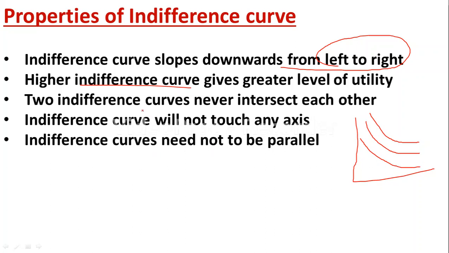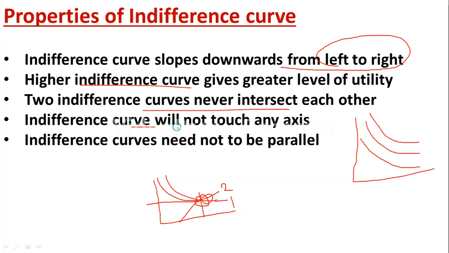And remember, two indifference curves never intersect each other. As I told you, any point lying on the same IC will give the same level of utility, but a higher IC gives a higher level of utility. If both curves intersect, it means that both indifference curves are giving the same level of utility, but this is not possible in indifference curve analysis. Two indifference curves cannot give the same level of satisfaction, so they will not intersect each other.